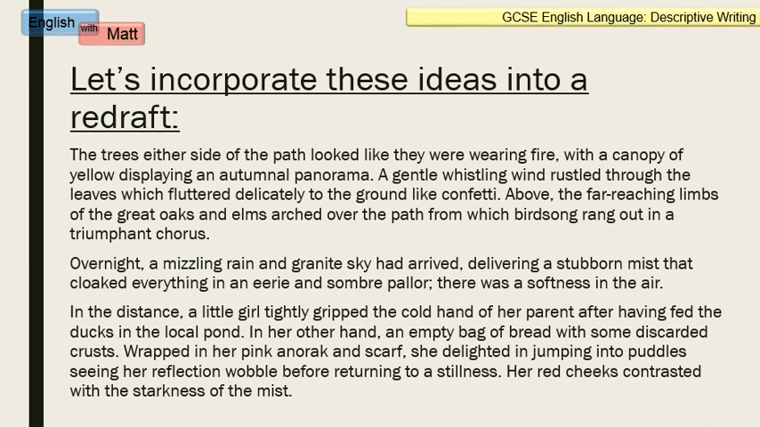The trees either side of the path looked like they were wearing fire, with a canopy of yellow displaying an autumnal panorama. A gentle whistling wind rustled through the leaves, which fluttered delicately to the ground like confetti. Above, the far-reaching limbs of the great oaks and elms arched over the path, from which birdsong rang out in a triumphant chorus. Overnight, a mizzling rain and granite sky had arrived, delivering a stubborn mist that cloaked everything in an eerie and sombre pallor.